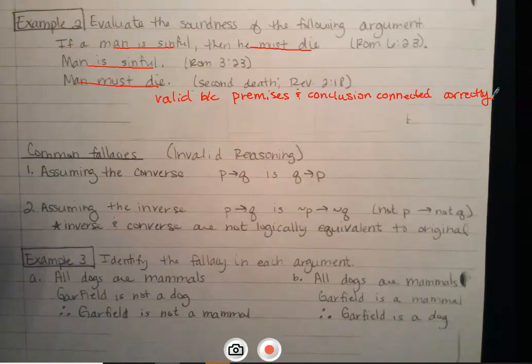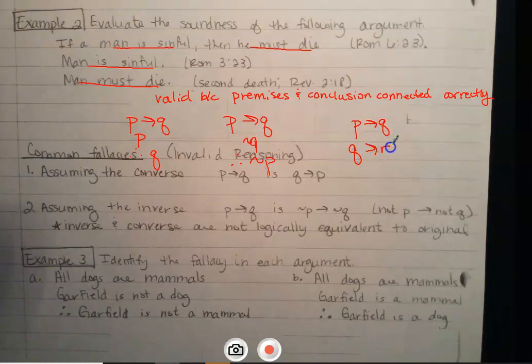Also, can you figure out which of the types of deductive reasoning this is? Is it modus ponens, which is if P then Q, and then P, therefore Q? Is it if P then Q, and then not Q, therefore not P? Or is it if P then Q, if Q then R, therefore if P then R? Which one of those is it?